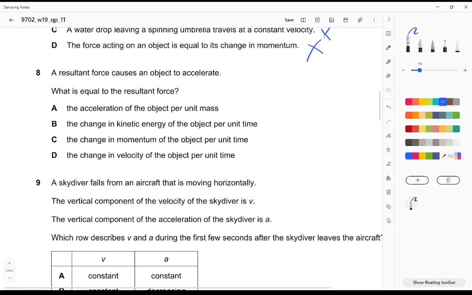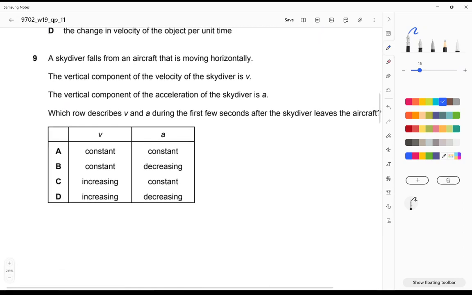Question number 8. The resultant force causes an object to accelerate. What is equal to the resultant force? That should be the change in momentum per unit time. So C should be the right answer because this is something that I have taught you very well. Anyways, let's move on to the next one.